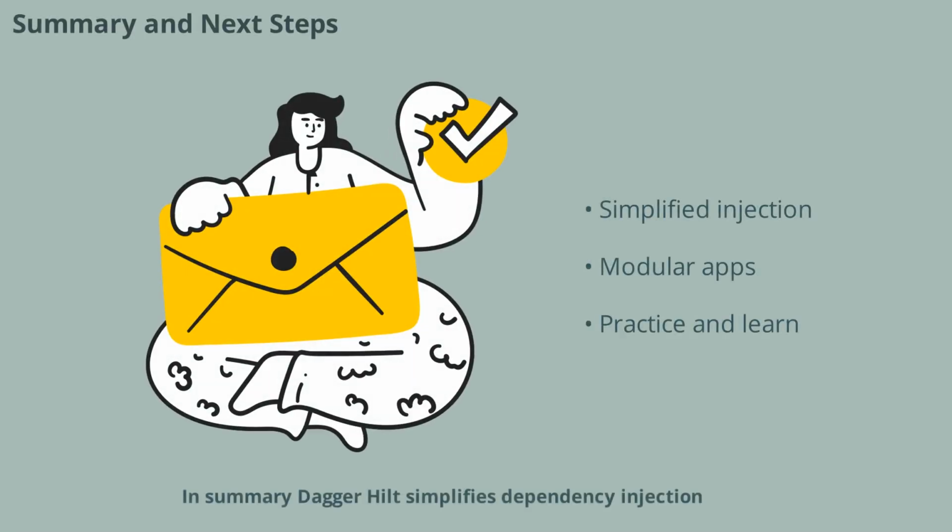In summary, Dagger Hilt simplifies dependency injection, supports modular architecture, and automates code generation. To continue your journey, explore official documentation, participate in community discussions, and apply your skills in real projects. With dedication and practice, you'll be well prepared for Android interviews and ready to build scalable, maintainable apps.